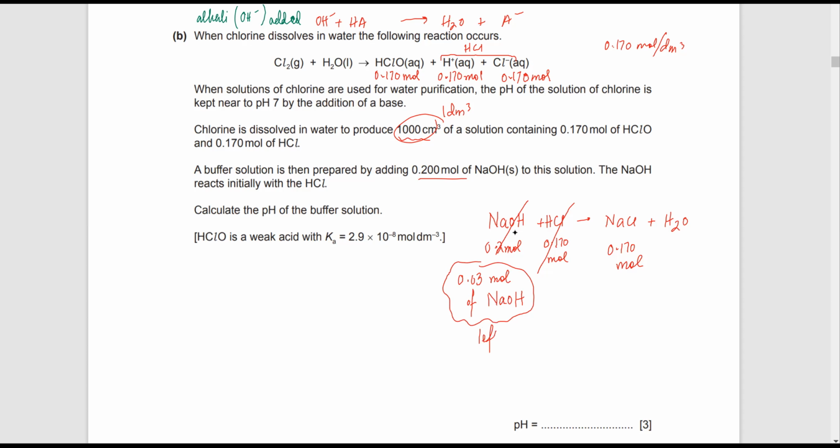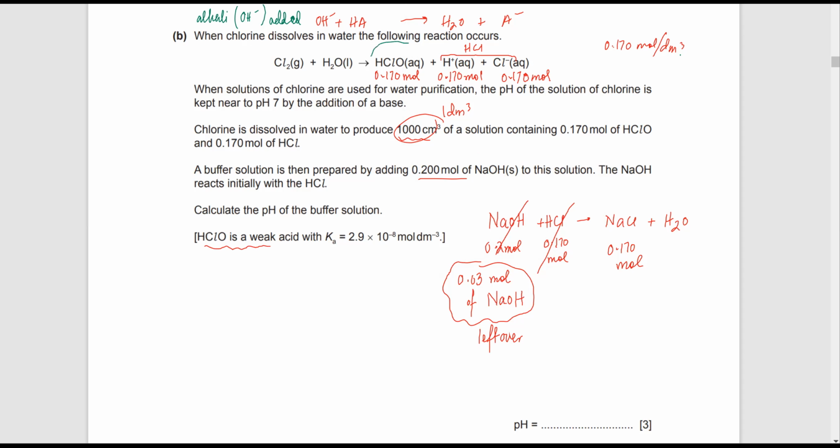Sir, isn't it HClO? Which one? The one written above, containing 0.17 mole of HClO? I'm going to come to that. Okay, right now there are two acids, HClO and HCl. He's already told you that HClO is a weak acid. Okay, let me rephrase everything.